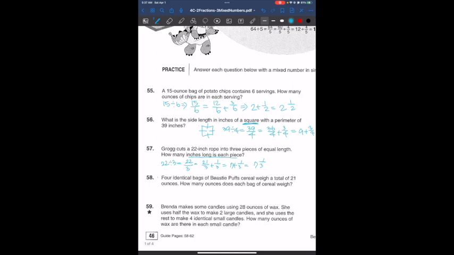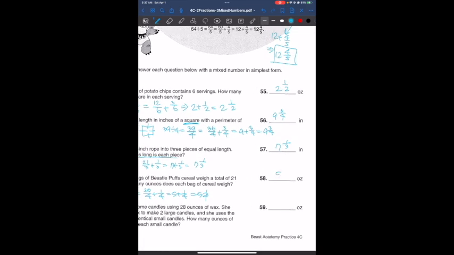Then we have problem 58. So it says, 4 identical bags of BC Puff cereal weigh a total of 21 ounces. And so to calculate how many ounces each bag weighs, we're going to divide 21 by 4. And so it's going to be 21 divided by 4, so 21 over 4. And that's going to be 20 over 4 plus 1 over 4, which is 5 plus 1 over 4. So 5 1/4. So each bag is going to weigh 5 1/4 ounce.